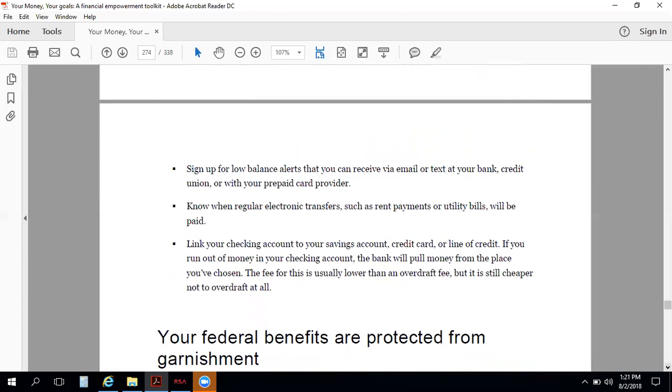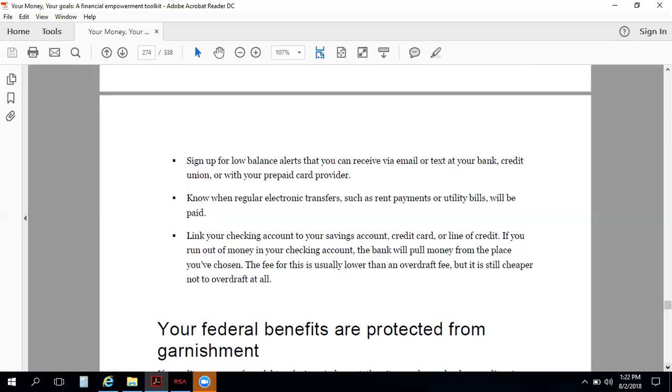Another strategy to avoid overdrafts is to link a checking account to a savings account, credit card, or any other line of credit they have. So, for example, if somebody was banking with BB&T, they had both a checking and savings account, but they didn't have enough money in their checking account to cover the checks they wrote, BB&T could potentially go into the savings to pull the money out to cover the expenditures and avoid those overdraft fees.